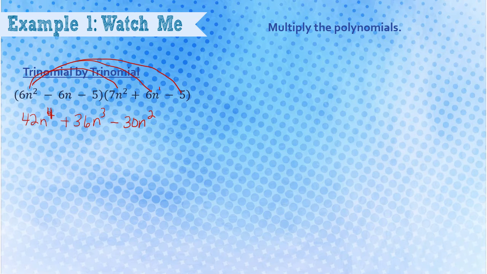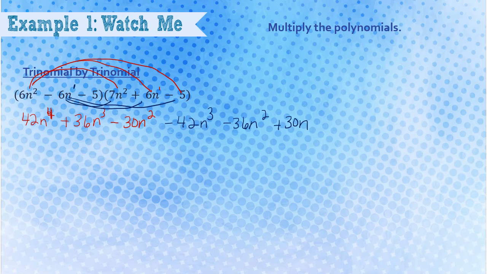Once you've done the first term, you're going to switch gears, and now I'm going to multiply that middle term by all three terms of the second trinomial. So negative 6n times 7n squared is going to give me negative 42n to the third. This is n to the first, and 1 plus 2 gives me 3. Negative 6n times 6n is going to give me negative 36n squared. N times n is n squared. And then negative 6n times negative 5 is going to give me a positive 30n.